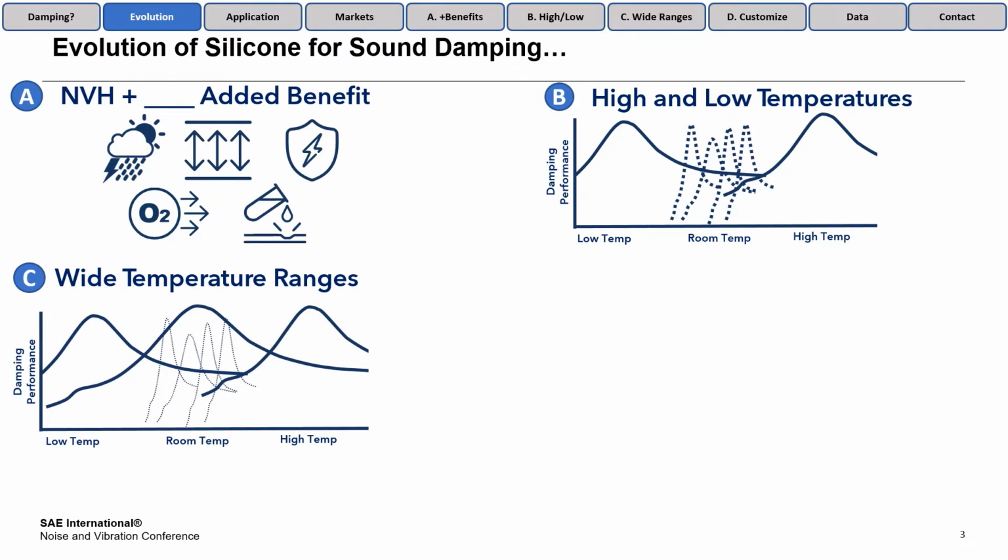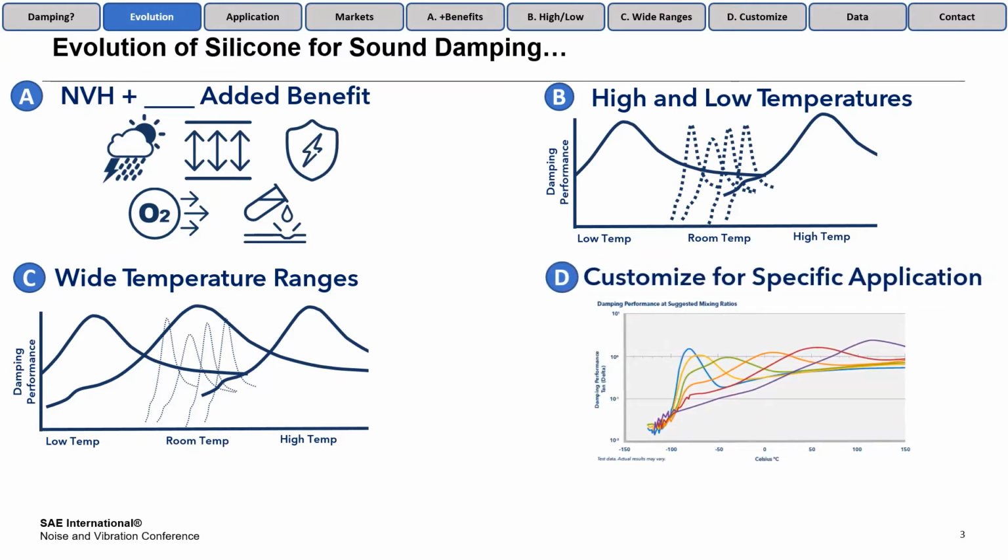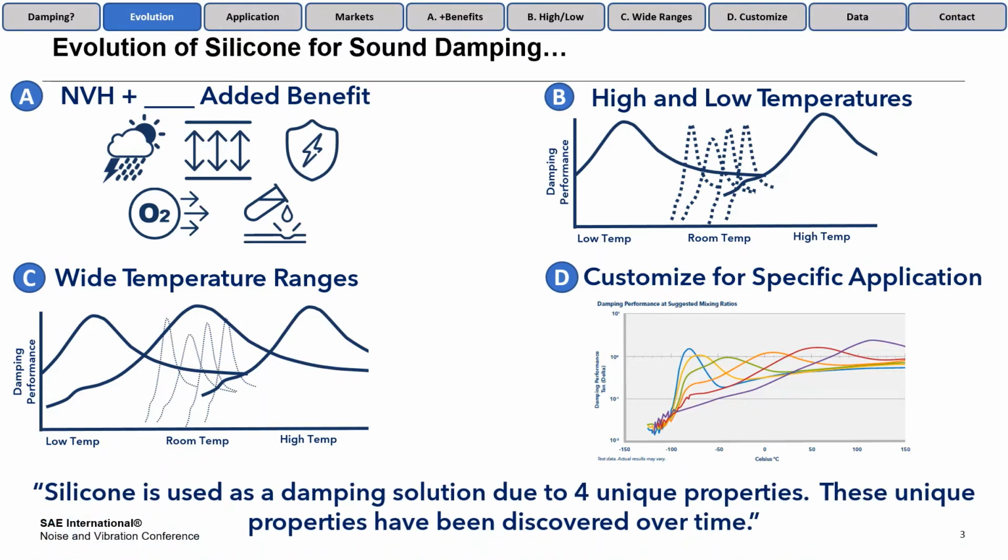C, silicone has damping for wide temperature ranges, much wider peaks as compared to the other options. And D, the most recent discovery, is the ability to customize for your specific application. So again, just to highlight, these are the 4 reasons why someone would choose a silicone for damping in the past, and these unique properties have been discovered over time.